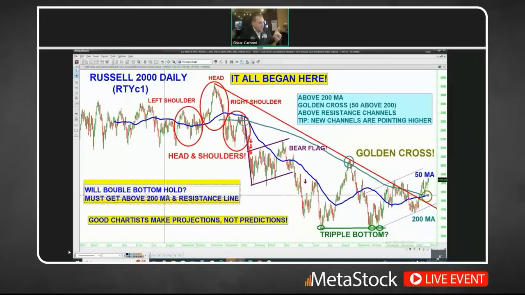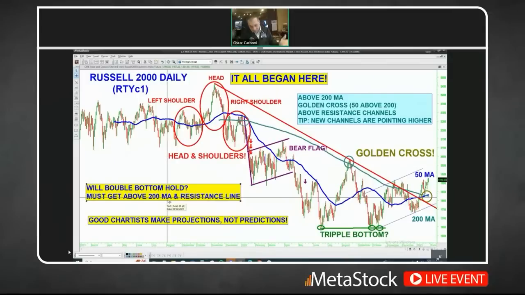And it must get above the 200 bar moving average and resistance to turn the tide, so to speak. Remember, traders, good chartists make projections, not predictions. None of these are predictions that we make on these charts. We're just projecting based on formations and such. The projections tell us that we're starting to project higher, so to speak. So people's predictions, if you will, that I don't make, should be projecting higher now that we're starting to show it on the charts.